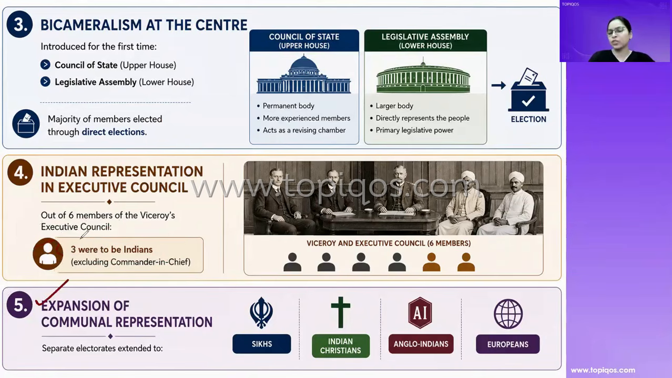Then, further expansion of communal representation. Now, we saw that by the Morley Minto reforms of 1909, separate electorate was given to only the Muslim community. But even others began to demand the same thing, that even we want separate electorate. So now the separate electorate, which is also called communal representation, was expanded. It was even given to the Sikh community, Indian Christians, Anglo-Indians, and Europeans.